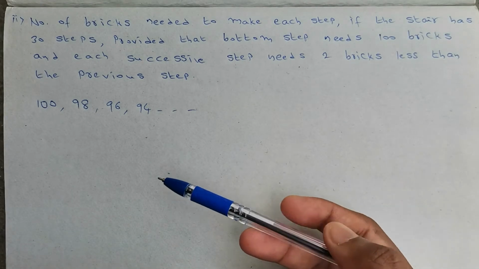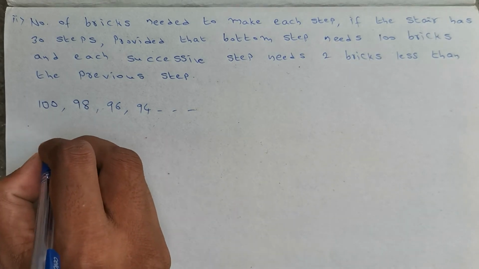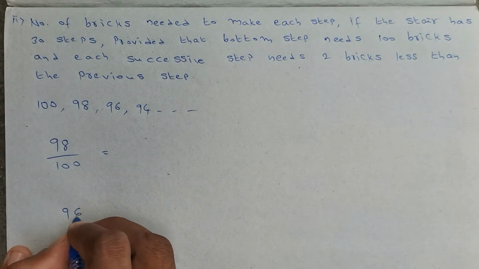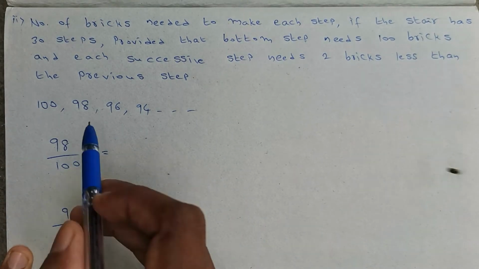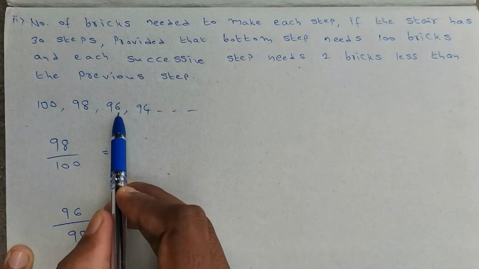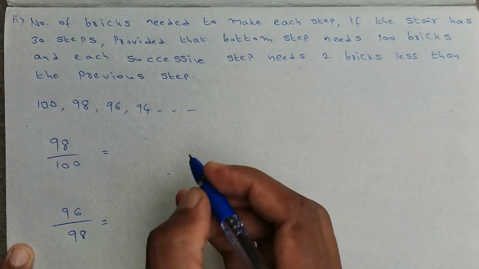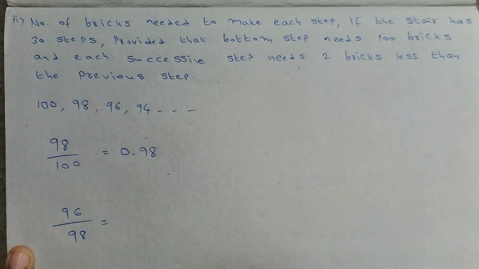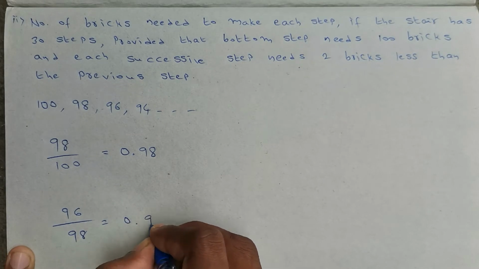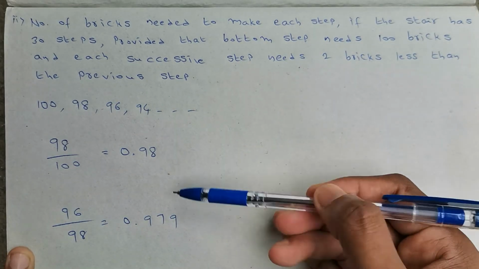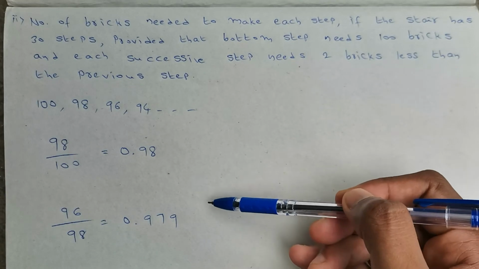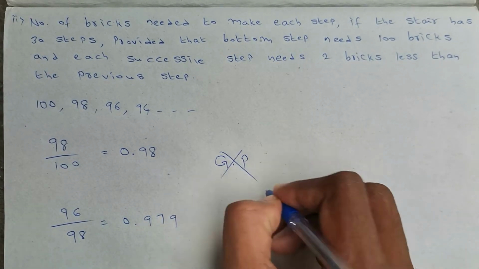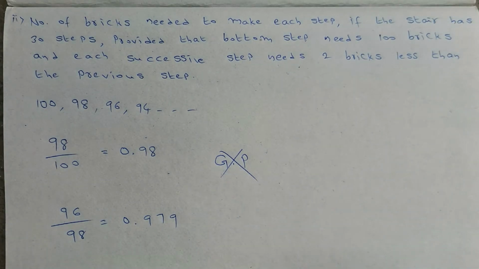Now we need to check whether this is in GP or not. Second term 98 divided by first term, third term 96 divided by second term 98. 98 by 100, 0.98. 96 by 98, 0.979. If we observe these two ratios, they are different from each other. So we can conclude this is not a GP.